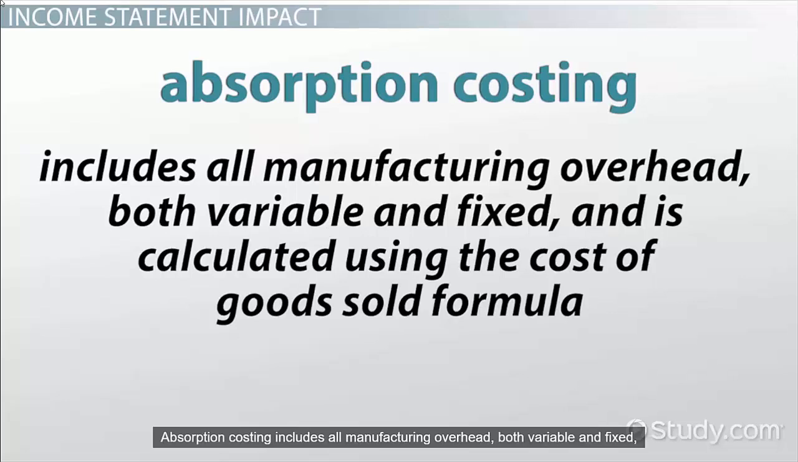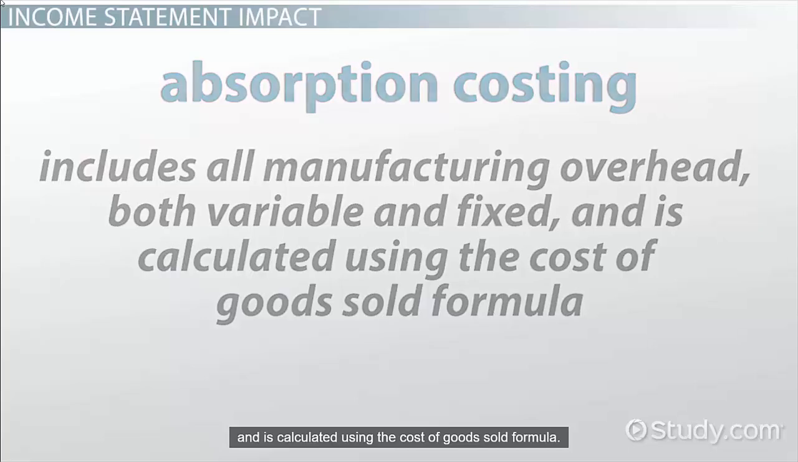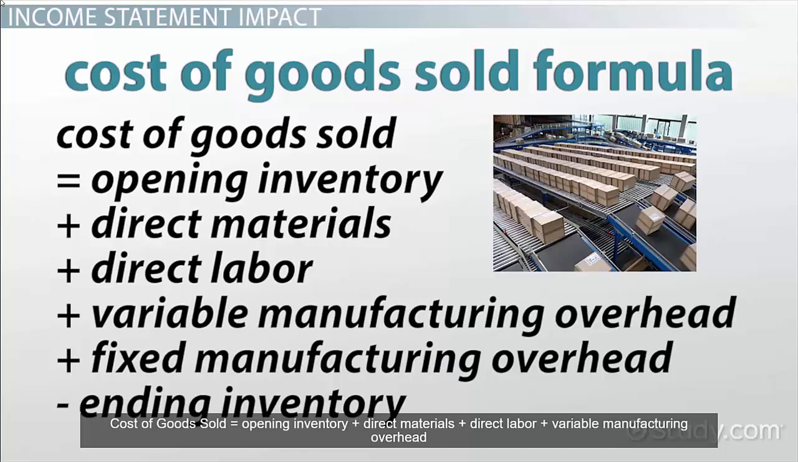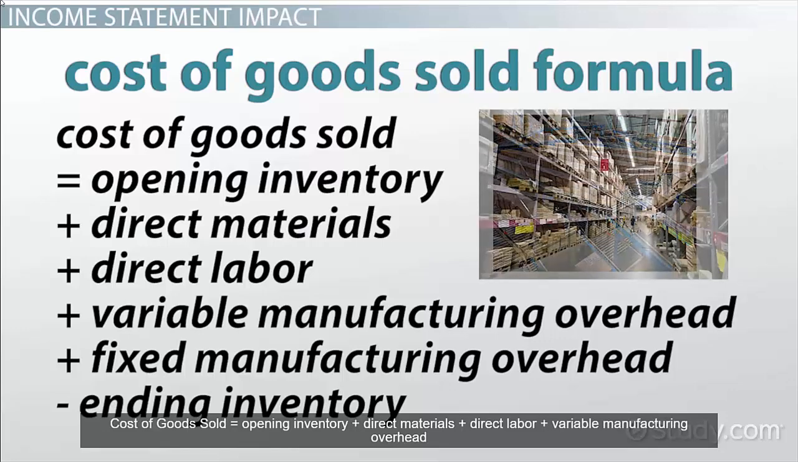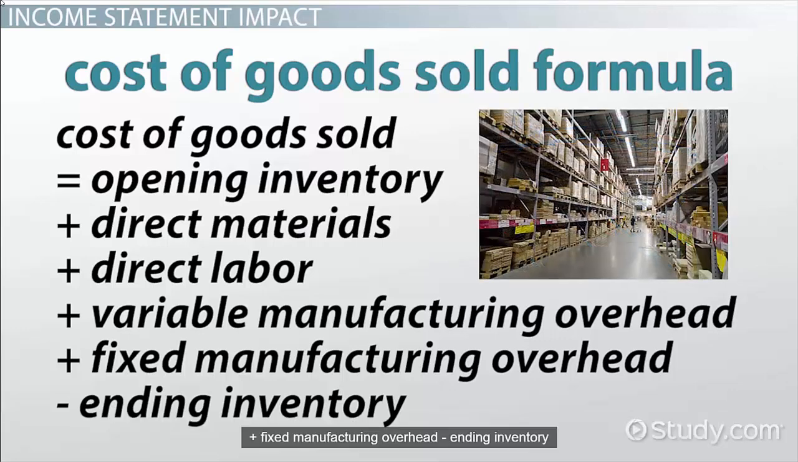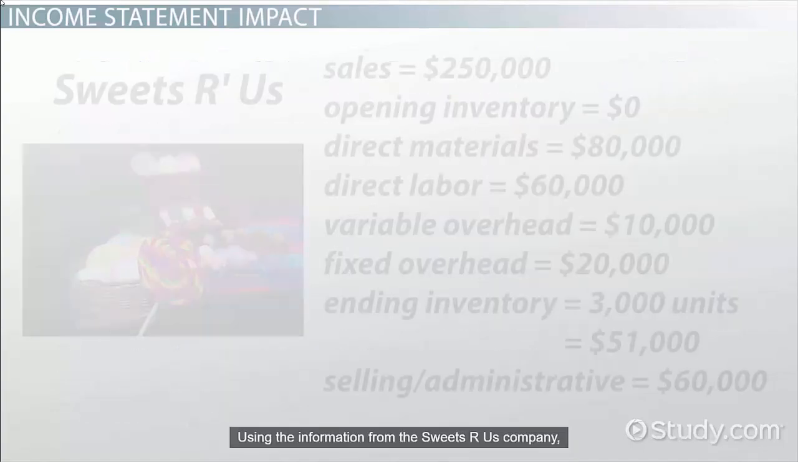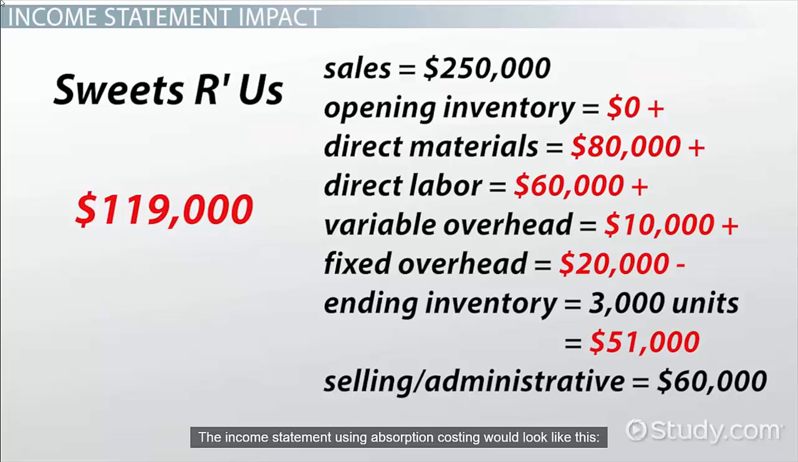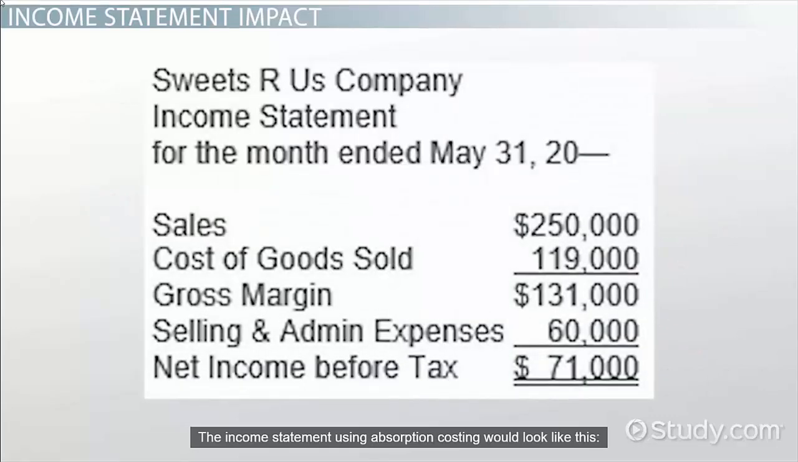Absorption costing includes all manufacturing overhead, both variable and fixed, and is calculated using the cost of goods sold formula. The cost of goods sold formula is cost of goods sold equals opening inventory plus direct materials plus direct labor plus variable manufacturing overhead plus fixed manufacturing overhead minus ending inventory. Using the information from the Sweets R Us company, we'd get $119,000, or 0 plus 80,000 plus 60,000 plus 10,000 plus 20,000 minus 51,000. The income statement using absorption costing would look like this.